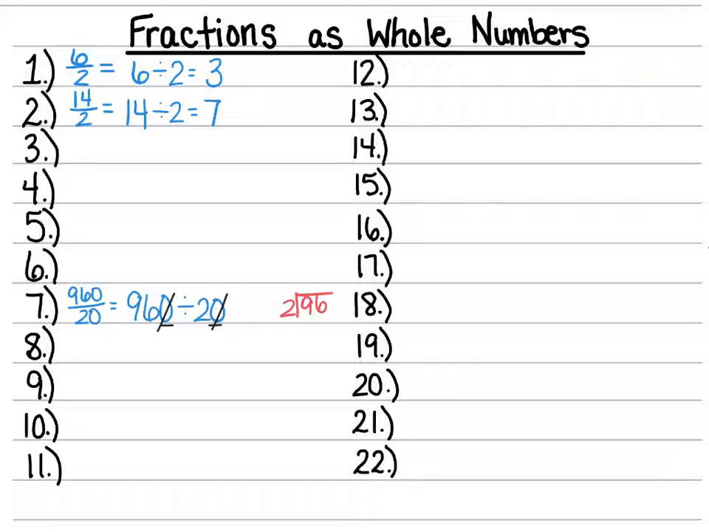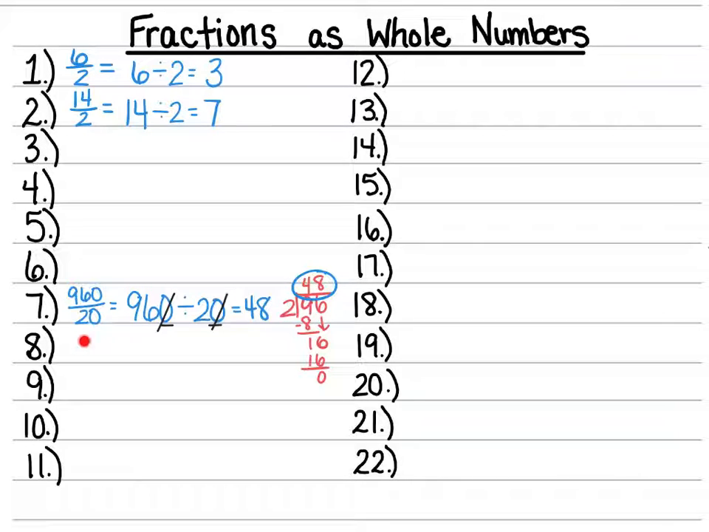9 divided by 2 is 4. 4 times 2 is 8. Subtract, bring down. 16 divided by 2 is 8. 8 times 2 is 16 with a remainder of 0. So we know that our answer here equals 48. That's how you do this. All right, number 8.